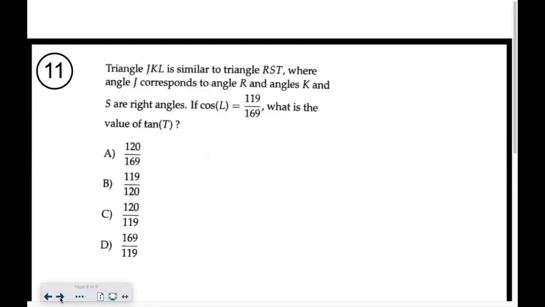All right, on to number 11. So triangle JKL is similar to triangle RST, and they tell us what corresponds. Since they give me the relationship of L, which is triangle JKL, I am going to draw that triangle. You do not need to draw both triangles for this.